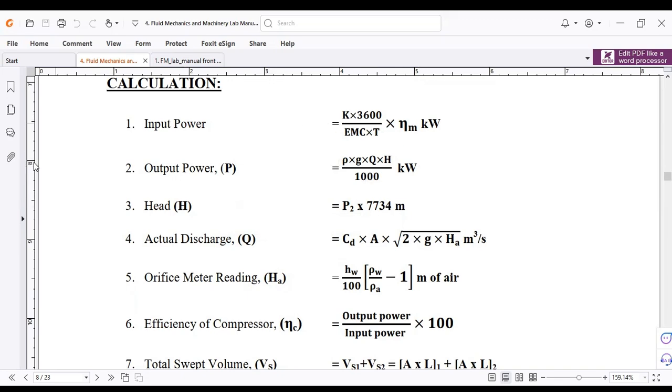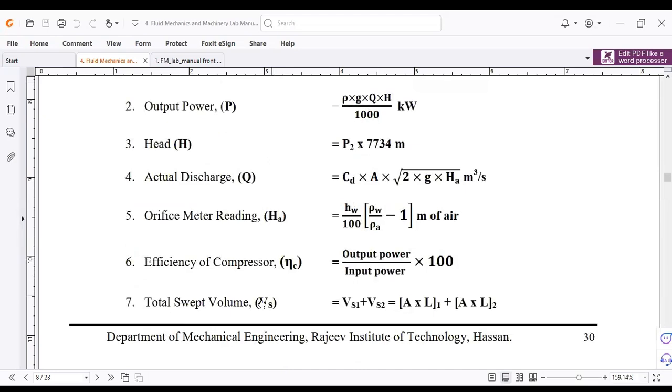Next is the input power. K is the 5 rotations. Time is the time taken for the 5 rotations of the energy meter disk. And this is the constant available on the energy meter disk. So easily you can calculate the input power also. The ratio of output power divided by input power gives the efficiency of the compressor.